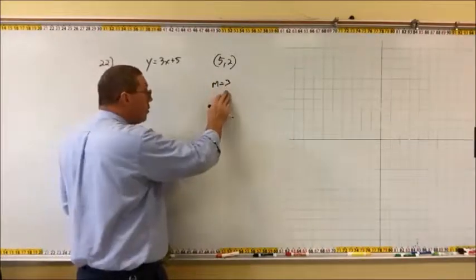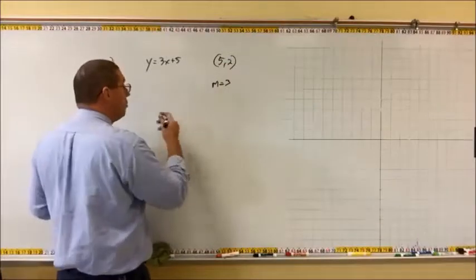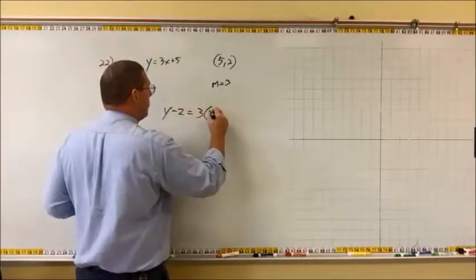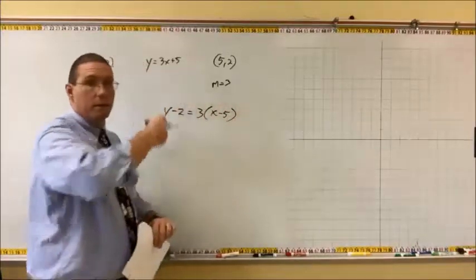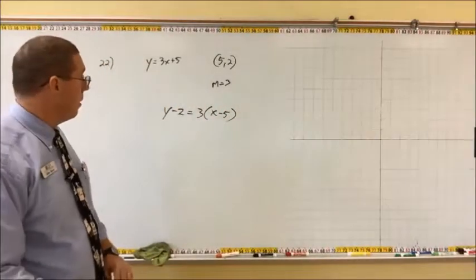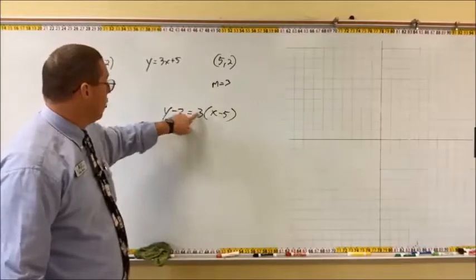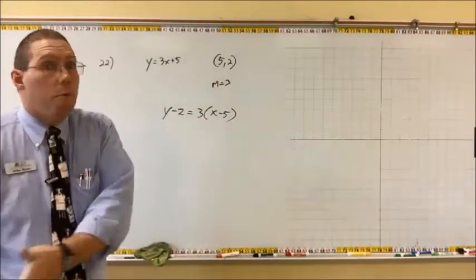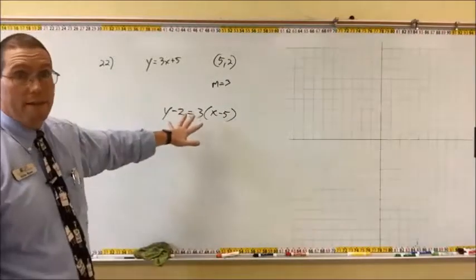It has a slope of 3, passes through the point 5, 2, point slope form. y minus 2 equals 3 times x minus 5. Done. There we go. We just put the slope here, we put the y value here, we put the x value here, and we're done. We don't even do anything else. That's the answer.